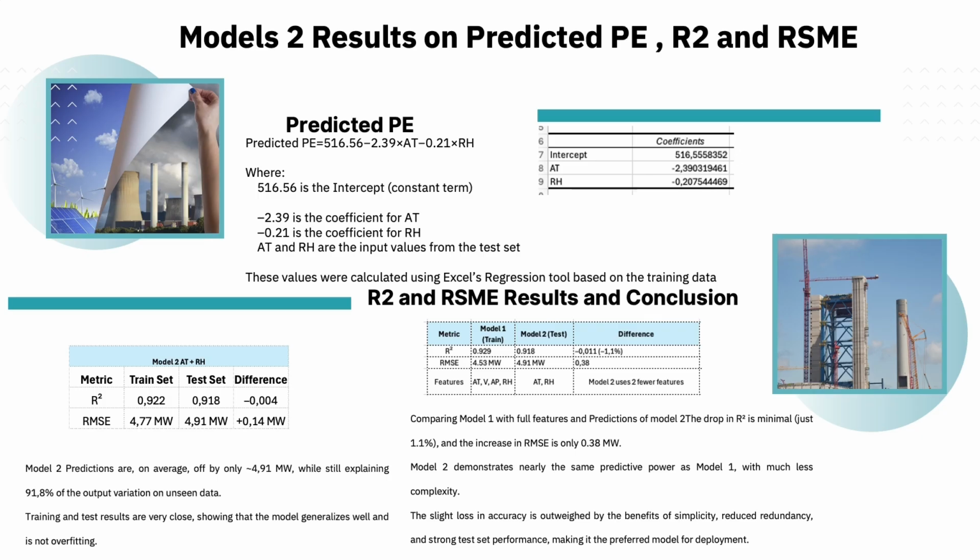Compared to Model 1, the drop in accuracy is minimal, only 1.1% in R² and 0.38 megawatts in error, but Model 2 uses fewer features and avoids redundancy. That makes Model 2 the better choice: accurate, efficient, and more reliable for deployment.